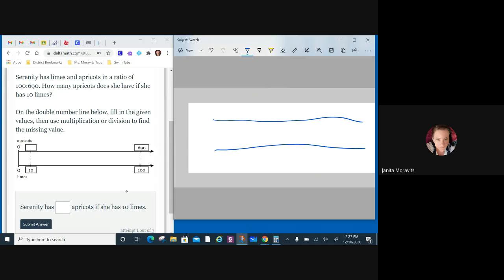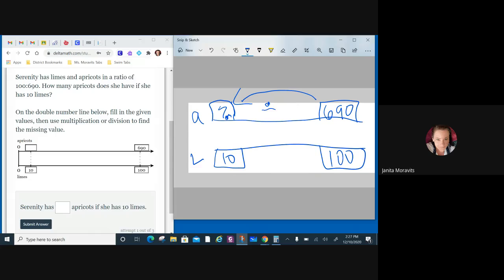So let's do this. We don't know how many apricots she has right there, but we know that she has 10 limes. This is apricots, this is limes. And then over here we have 690 when she has 100. Now, we're going to a smaller number, which means that we're going to divide. So we're going to divide both of those. We have both of our numbers right here. So 100 divided by what gives you 10? So you could just divide 100 by 10. So 100 divided by 10 gives us 10.